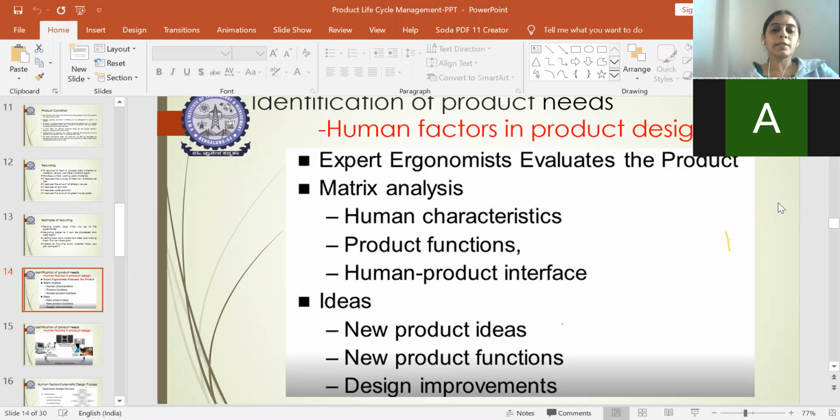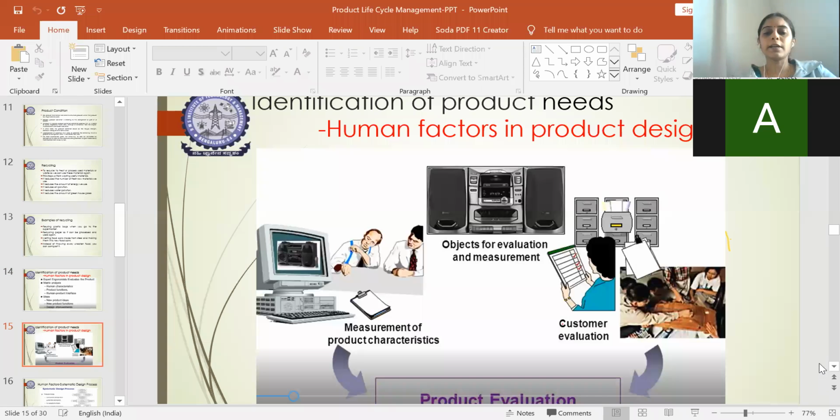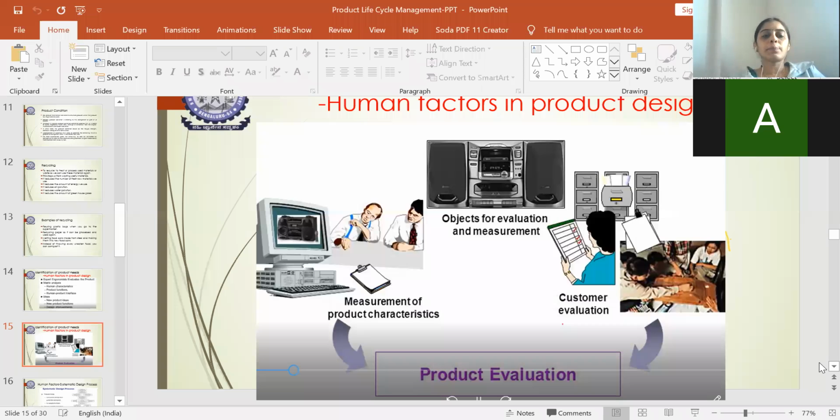And next, human factors are also associated with evaluation of a particular product. So how a particular product's performance will be evaluated, it will have its own evaluation strategies. So one could be the measurement of the product characteristics, objects for evaluation and measurement, and customer evaluation. So what do you mean by measurement of product characteristics? Once the product is designed and manufactured, it has to be evaluated how the performance of the product is, based on its characteristic features.